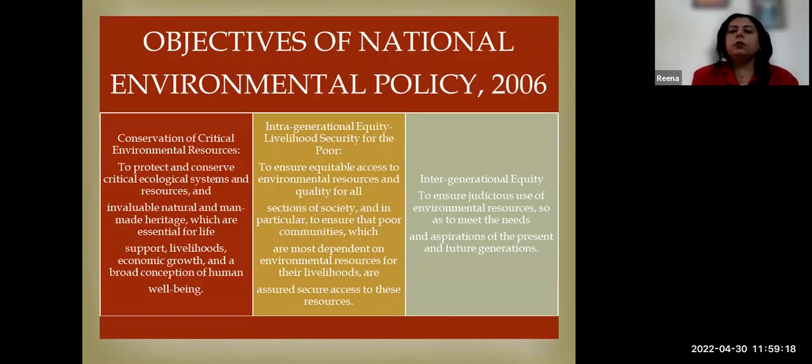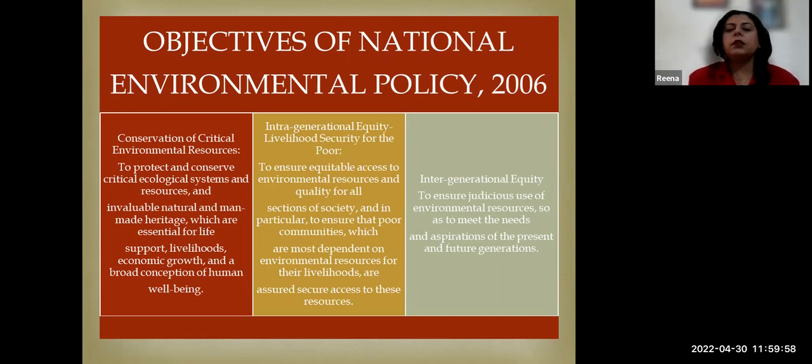Okay. So these are the objectives of the National Environment Policy 2006 in brief. Basically we have already gone through all these in detail. Now for a brief check, you can go through this slide: we have to protect and conserve critical ecological resources. You have to support livelihoods. You have to have intra-generational equity. So there are two kinds of equities: one is intra-generational and one is intergenerational. That is in the third column. Now intra-generational is when it is within the generation itself.